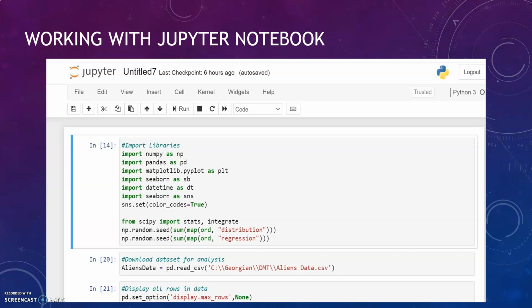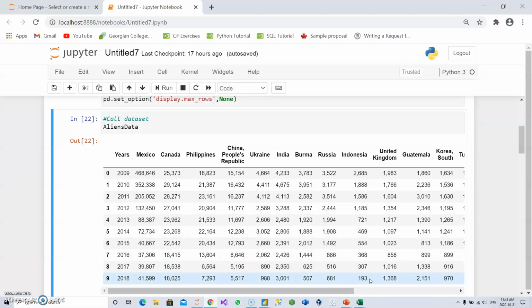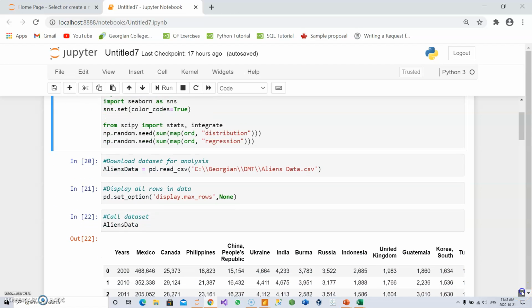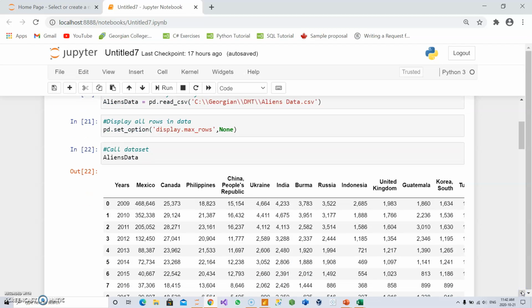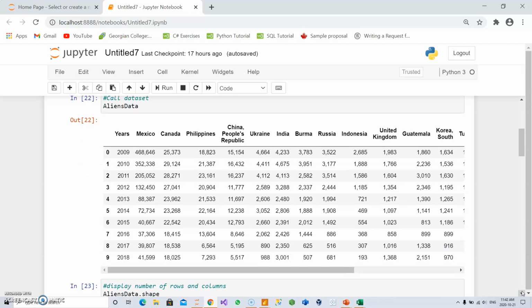So let's move to the Jupyter Notebook part. Here's the Jupyter Notebook. I have imported important libraries for the analysis like NumPy, Pandas, Matplotlib, Seaborn, Datetime, as well as SciPy, which is not necessarily required in this particular research. Next, I have loaded the dataset from my computer path. Then I have displayed the rows, and the dataset name is aliens data.